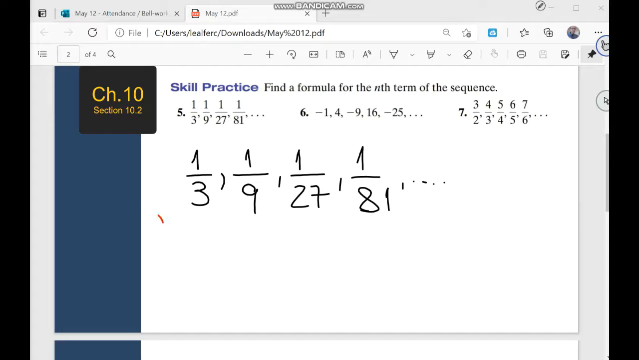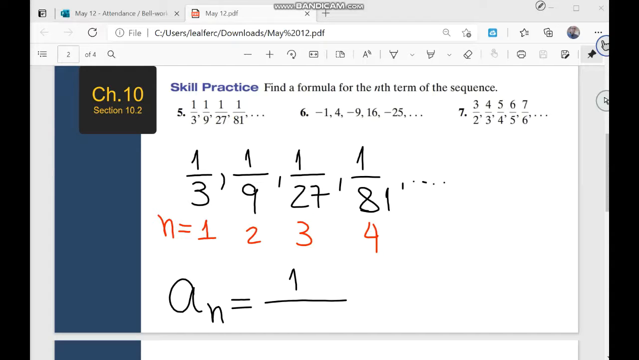Can you make sense comparing with n? This is the first, the second term, the third term, the fourth term. And let me tell you something. Think about the numerator separately, and the numerator will be 1, right? It's repeating. What about the denominator? We have 3, we have 9, 27, and 81. You need to have this maybe in your memory. 9 is 3 squared. 27 is 3 cubed. 81 is 3 to the 4th.